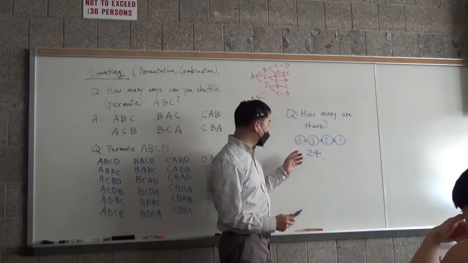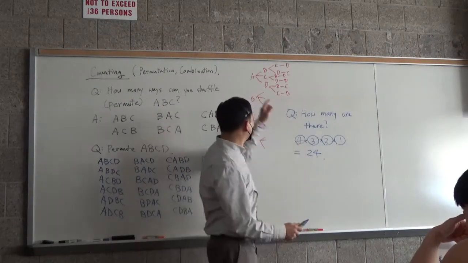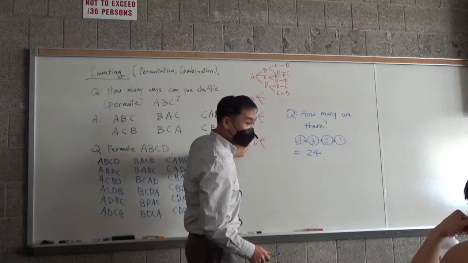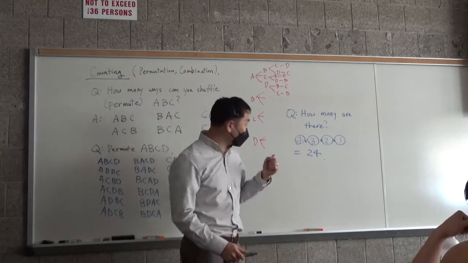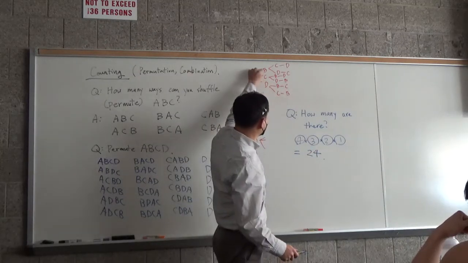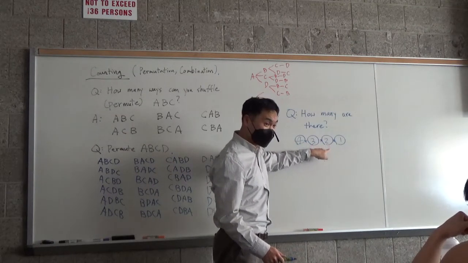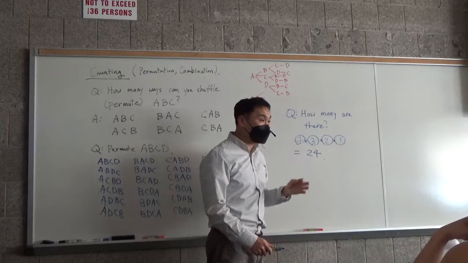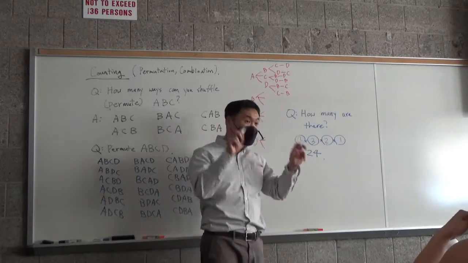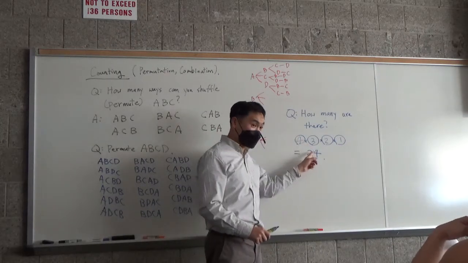Someone asked me to explain this again. It's like this. You have 4 choices. You can have A, B, C, D, right? And then once you use up the first letter, you have 3 choices. You can only have 3 for the next one. And then you have 2 choices. And then you have 1 choice. And because you're making a choice and, the word is and, okay? Then you have to multiply.